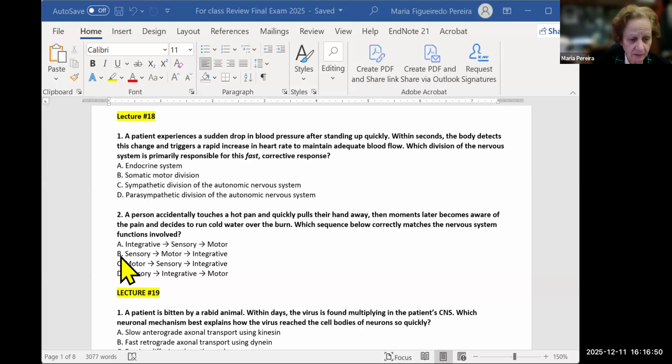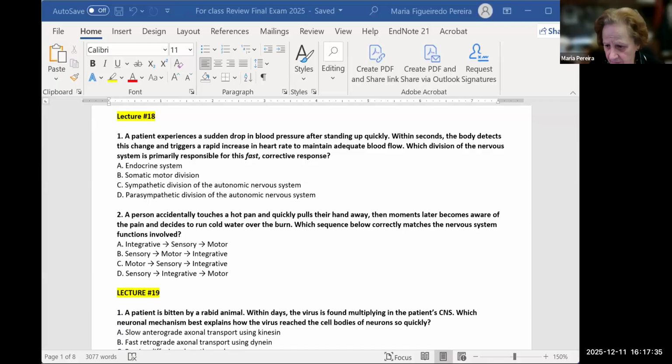B, you cannot go directly from sensory to motor. That would be a reflex. You go sensory, integrative, and motor. Anyway, it goes to the spinal cord anyway. The spinal cord is also part of the integrative. So a reflex would not go sensory to motor, only in the visceral reflex that we just discussed. The parasympathetic system is known as the rest and digest. Sympathetic system increases blood flow, also known as the fight or flight.